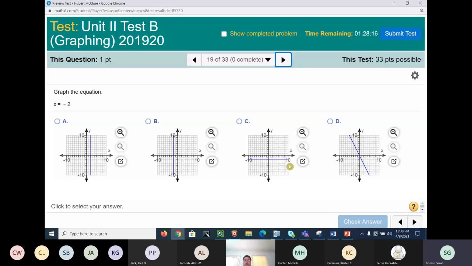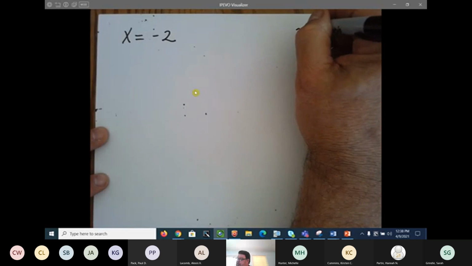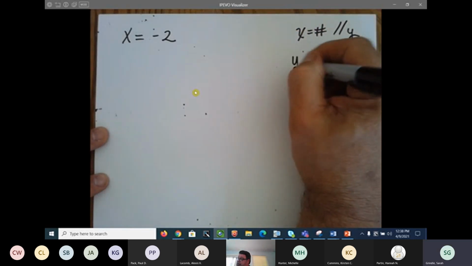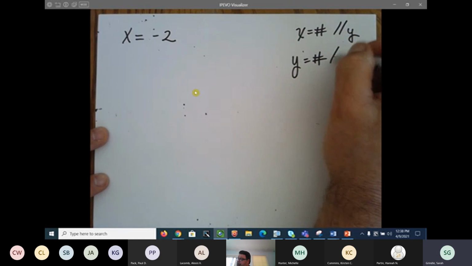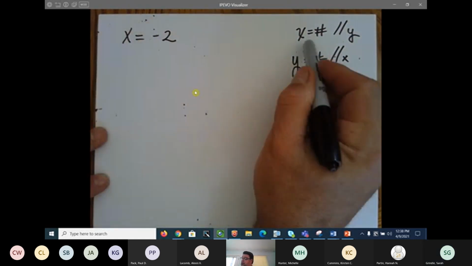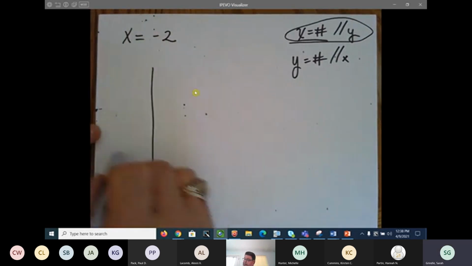And in your notes on the last couple of pages, you've got a rule that says if X is equal to a number, it's parallel to Y. If Y is equal to a number, it's parallel to X. Well, this is X is equal to a number, so it's what? Parallel to Y.